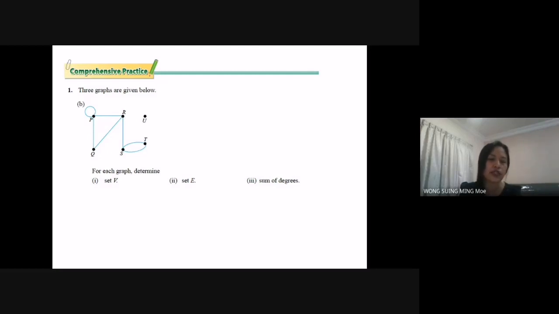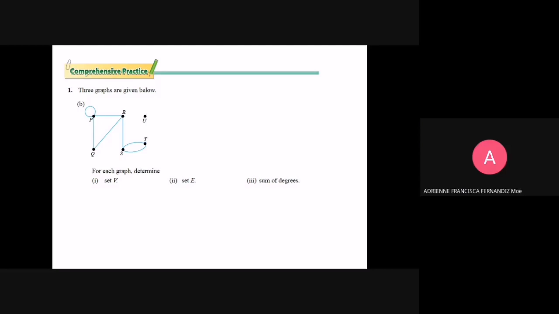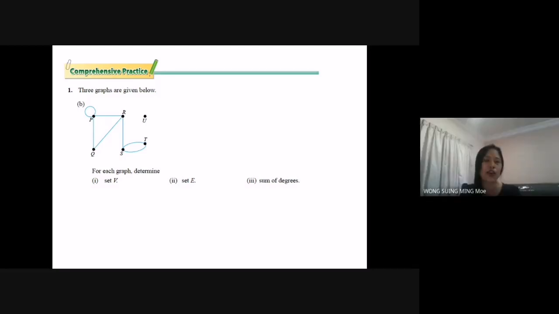3 graphs are given below. For each graph, determine the set V. Still remember what is set V? Vertices. Yes, the set of vertices. So Adrian, what is your answer for this one? P, Q, R, S, T, U. Yes, very good. And we write it in set brackets. Don't forget to write in set brackets.